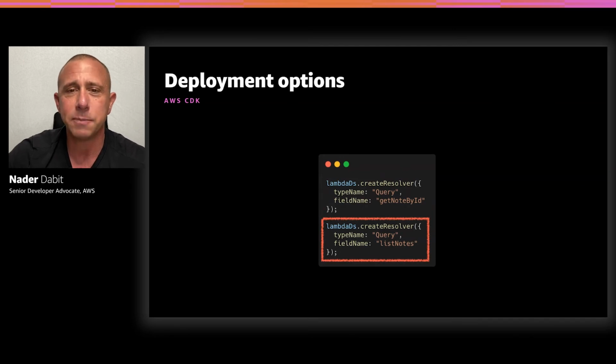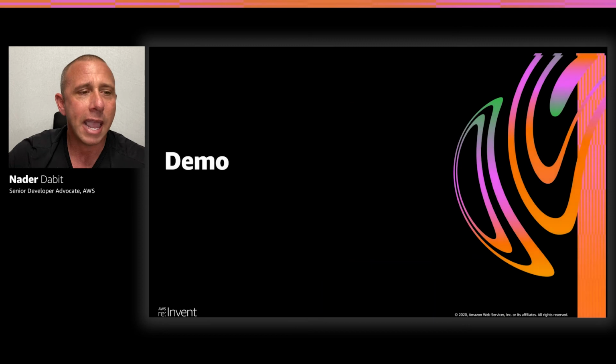And that's it. It's pretty simple to use CDK to create APIs. It's actually a really fun way to do it as well. And that's what we're going to use in this demo. So let's go ahead and jump to the demo. And what we're going to do here is create a new API from scratch using CDK and test it out.